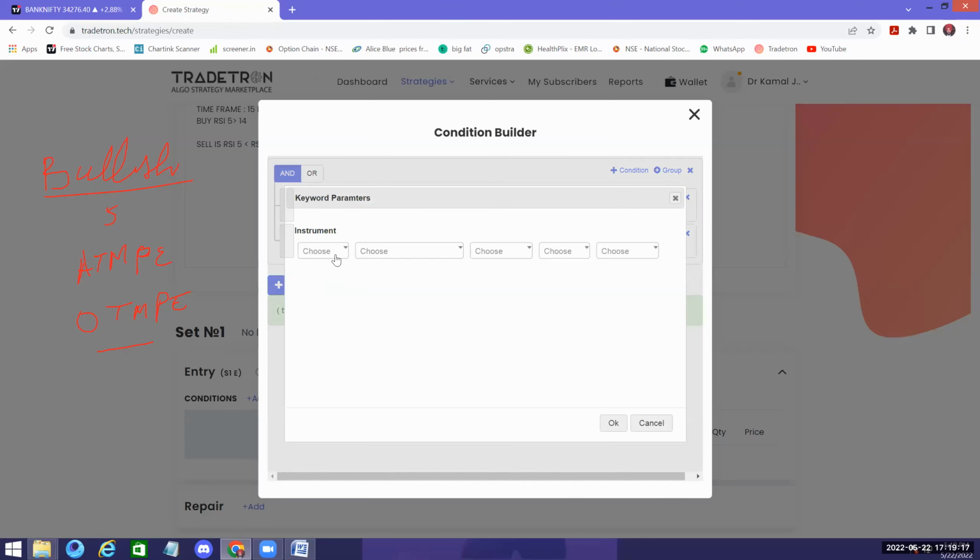Instrument name: do you want to make it in Bank Nifty or Nifty? Let's make it in Nifty only, Nifty becomes easy to make. Please make sure there is no error. Remember this word: NFO Nifty Bank.